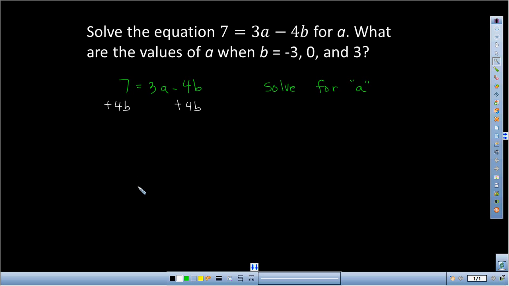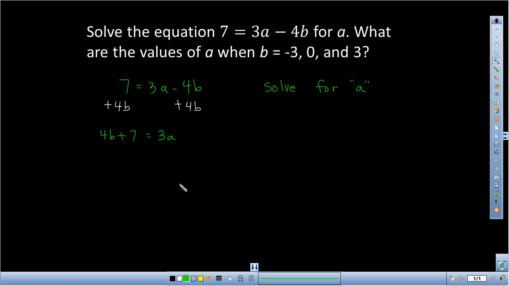Now 7 and 4b are not like terms, and so we will not combine them as a single term. Instead, we'll just write that we have 4b and we have a 7. So we can consider those two terms as part of a group. And then on the other side, we have our 3a. The subtract 4b and the add 4b, a negative 4b and a positive 4b, are additive inverses of one another, and so they make 0.